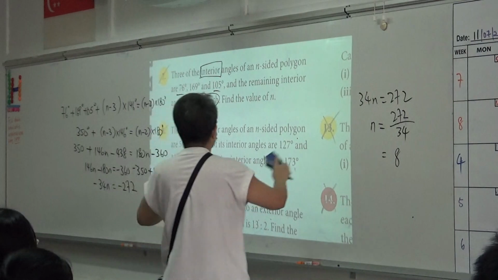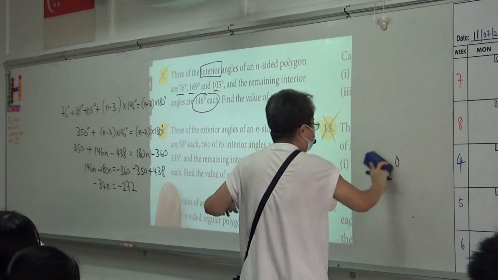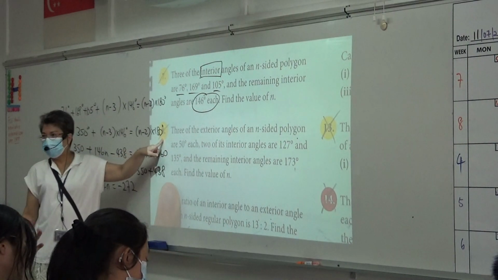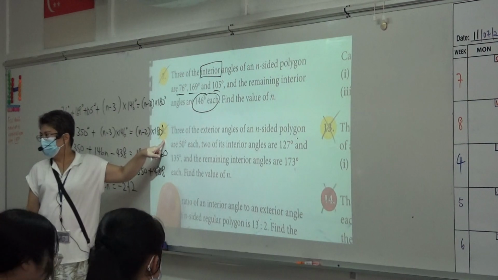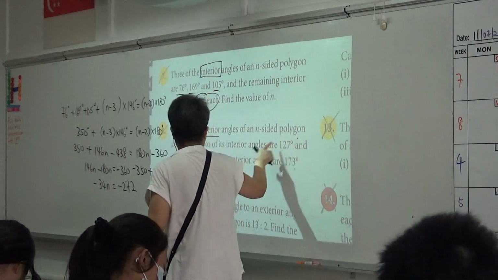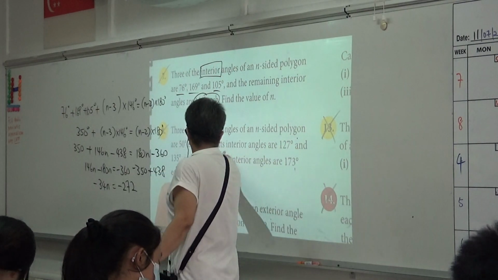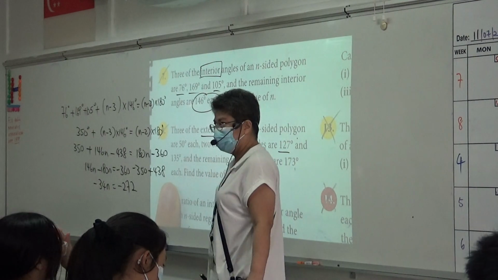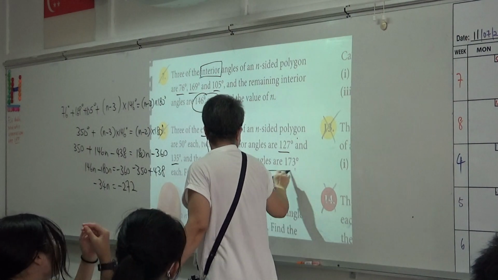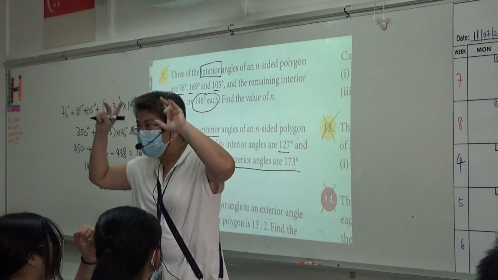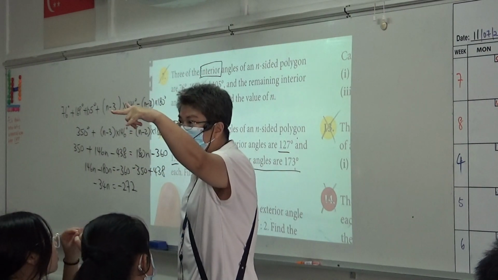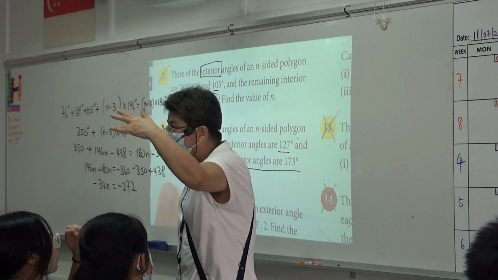Okay, I'm going to give 3 more questions. But before I start the next one, can you look at question 8, all of you? 3 of the exterior angles are this, 2 of the exterior angles are this and this, and the remaining interior angles are this. Now, this one is a combination of exterior and interior. You can either use interior or exterior, up to you. But it must be consistent.